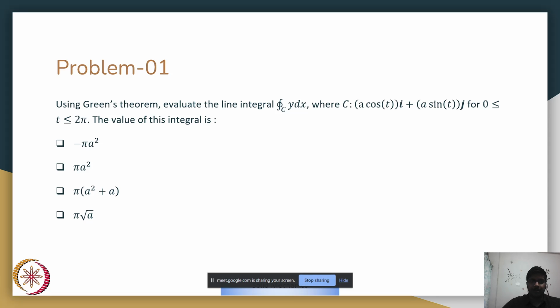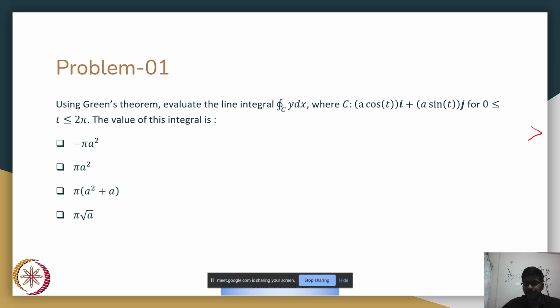Okay, we have the first problem here. Problem number one states: using Green's theorem, evaluate the line integral, circular integral over curve C, y dx, where the curve C is given by a cos t i plus a sin t j, for t in 0 to 2 pi.